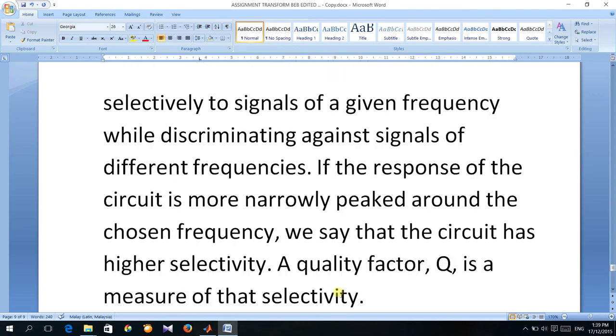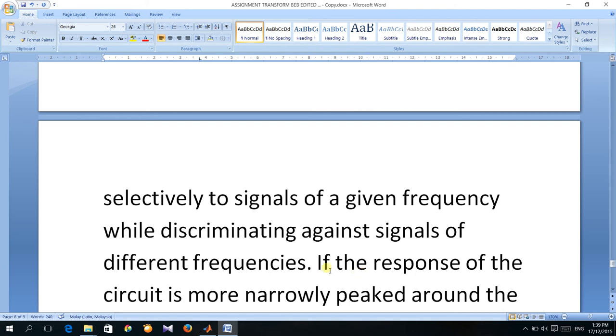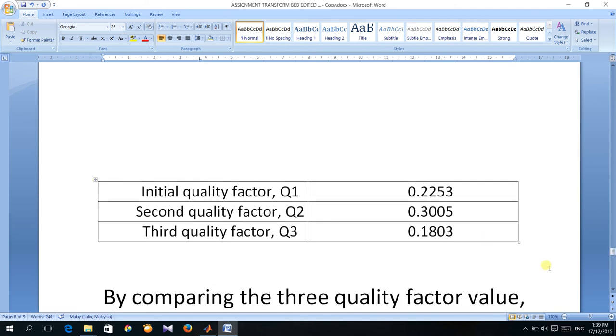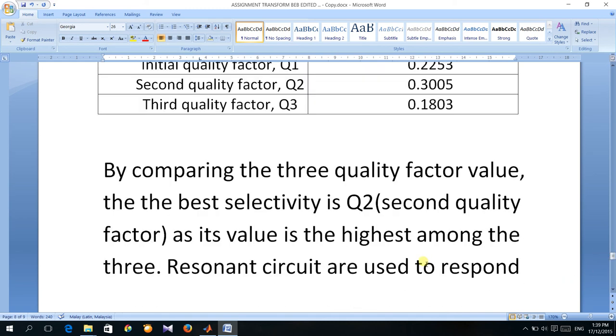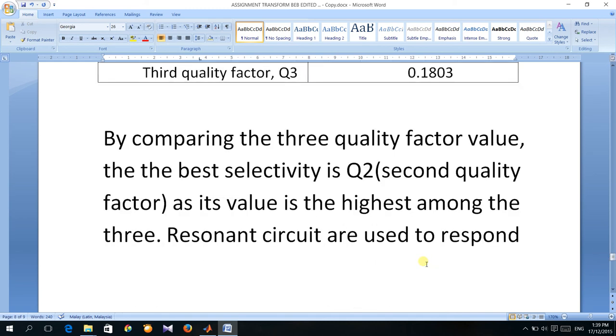Okay, that's all for our explanation about the RLC resonant circuit using MATLAB. Thank you.